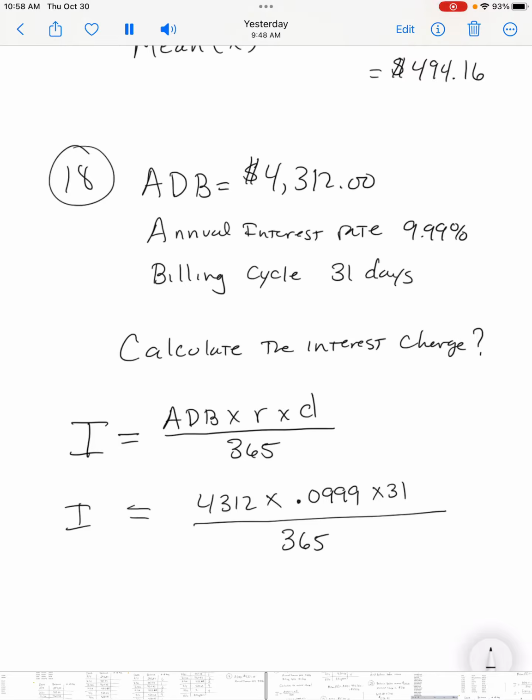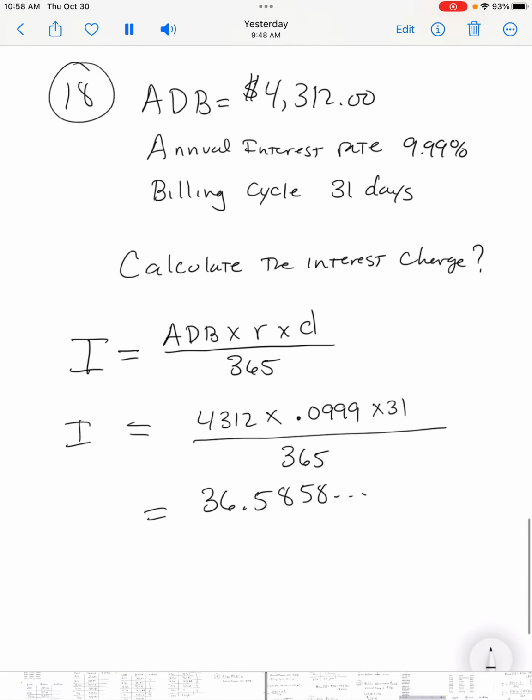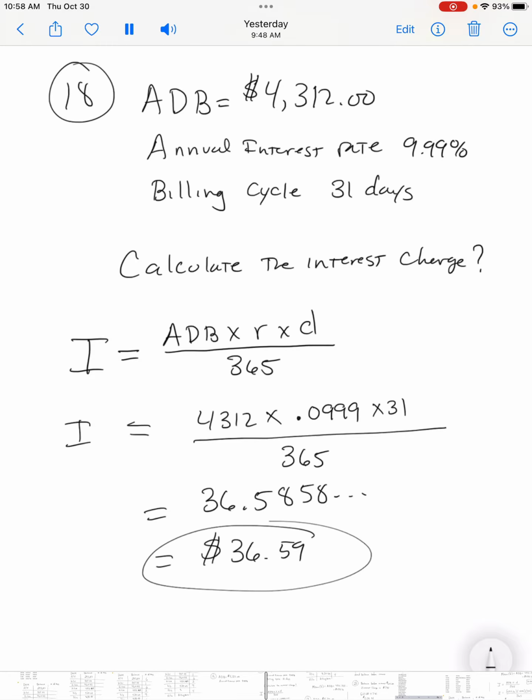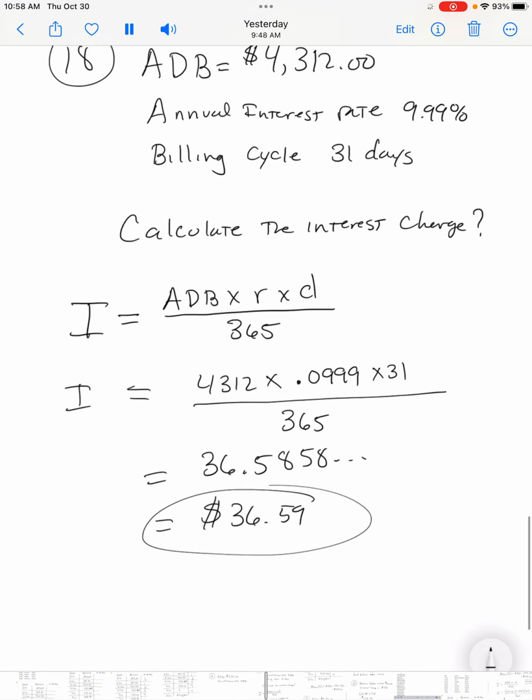So all we have to do is type in what we see. You really cannot mess it up. 4312 times 0.0999 times 31 divided by 365. And having all that money out, they charged us $36. Here's what it looks like, 5858, and it just keeps going. So the interest charged would be $36.59, and you're done. That is the interest owed that month.